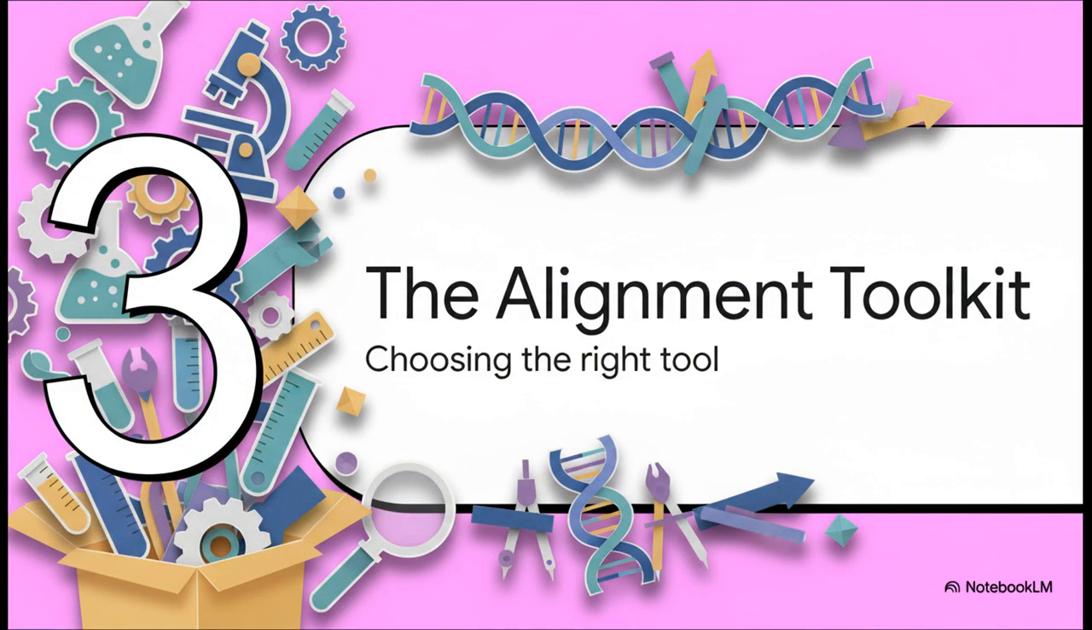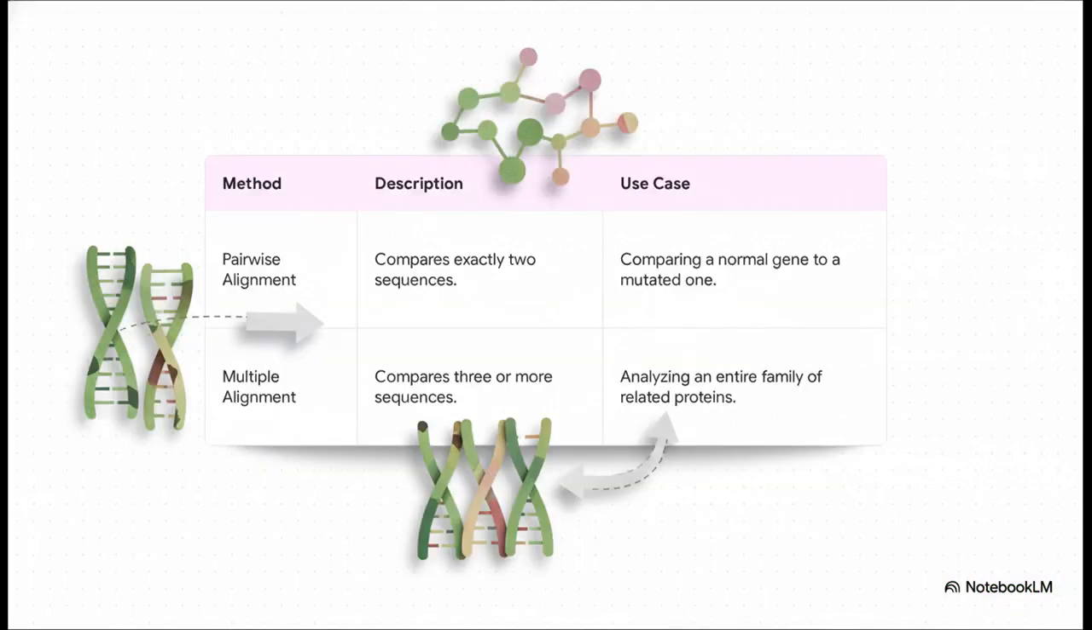Right, so it's not like there's just one button scientists push. It's more like they have this whole toolkit, and they have to pick exactly the right alignment tool for the specific question they're trying to answer. The two main players here are pairwise alignment, which is when you compare just two sequences. That's perfect for, say, seeing the difference between a healthy gene and a mutant one. And then you've got multiple alignment, which compares a whole group of three or more at once. That's great for studying an entire family of related proteins. Now, to really get into the nuts and bolts, we're going to focus on the simplest type, pairwise alignment.